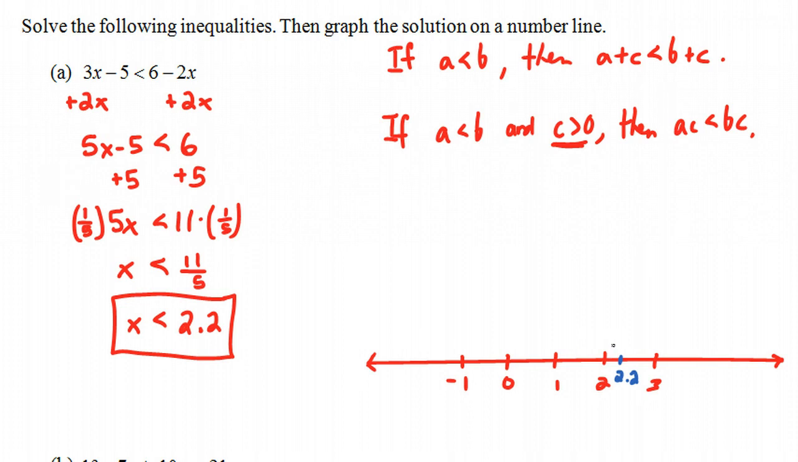And now 2.2 itself is not a solution, so I'm going to put a little bit of a rounded line here. It would be more like a bracket if we had an or equal to here, if 2.2 itself were a solution. And we're going to shade in everything to the left of 2.2. And I make an arrow indicating this goes all the way out to infinity off to the left.